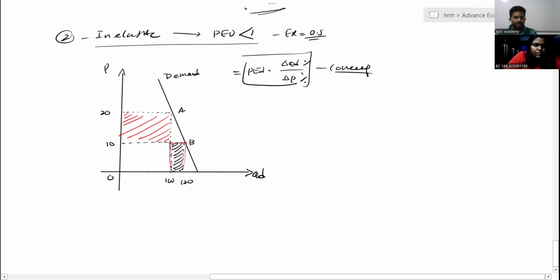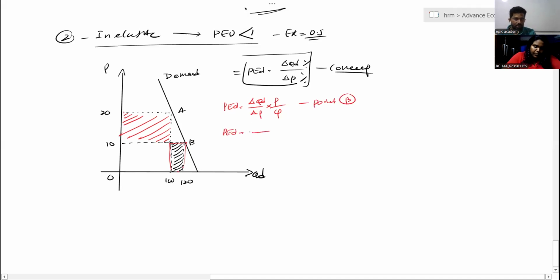Right. So now we are going to calculate that one. PED equals delta QD divided by delta P multiplied by P divided by Q. I will take point B, okay? Point B. Just try to calculate with me. You can practice it, okay?